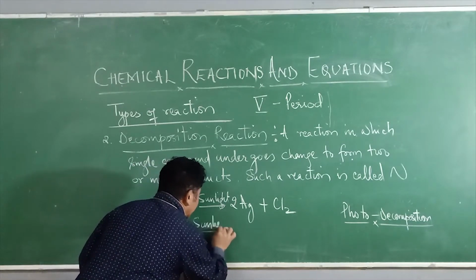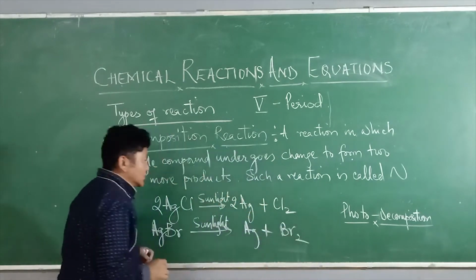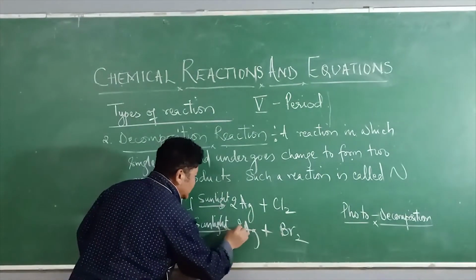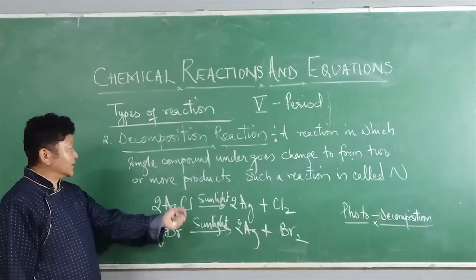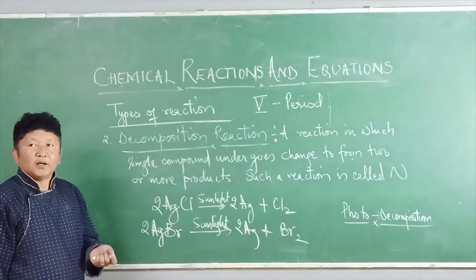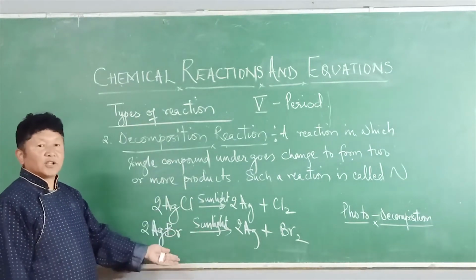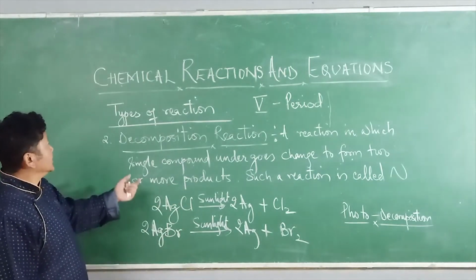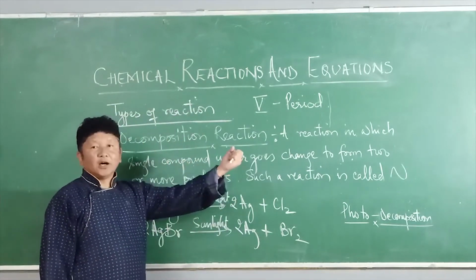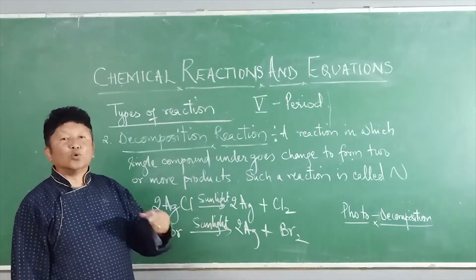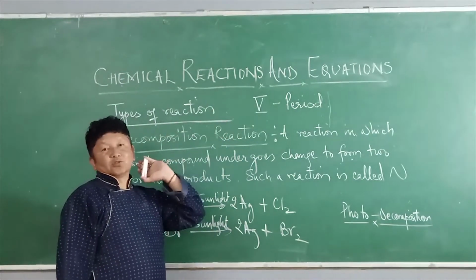Silver bromide, exposed to sunlight, you are going to get silver and bromine. Again, 2, that means balance it like this. You have to balance the equation. Now this is a completely balanced equation. So photodecomposition reaction, electrodecomposition reaction, thermal decomposition reaction, these are examples of decomposition reaction, where a single compound undergoes change to give us 2 or more new compounds.